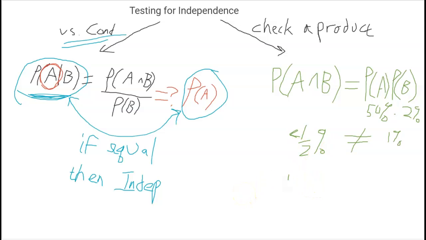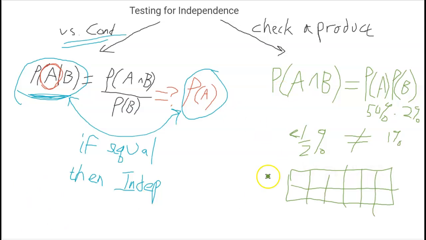My favorite example is there is no magic in dice and coins. You see what I'm drawing here? 6 results. I've got my heads or tails. There's my coin. And then I've got my 1, 2, 3, 4, 5, 6 for rolling my die. And I'm asking, what's the chance here? What's the probability over here in the corner? What's the chance of tails and 6?